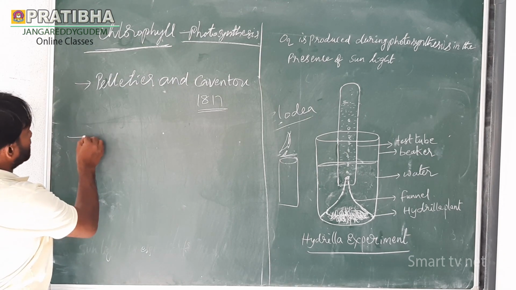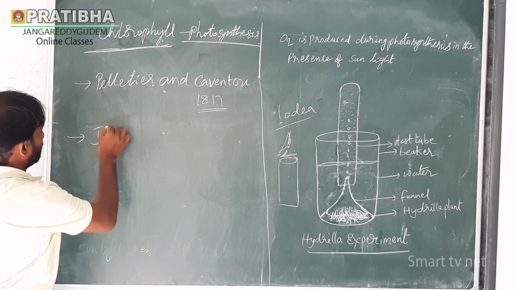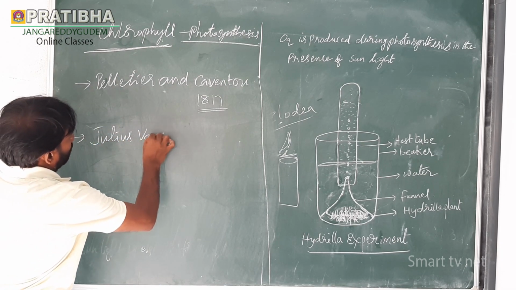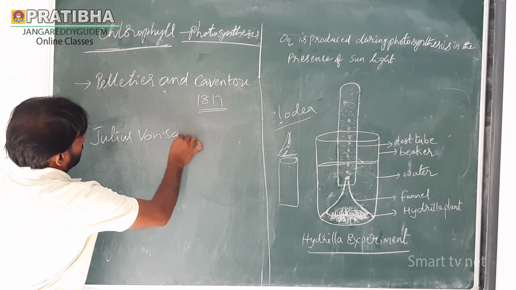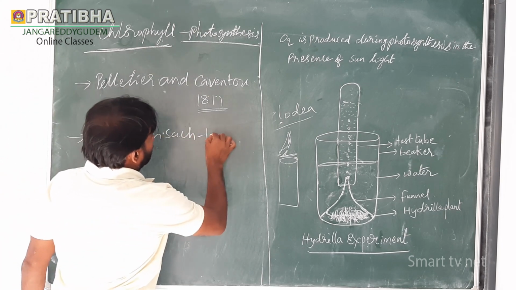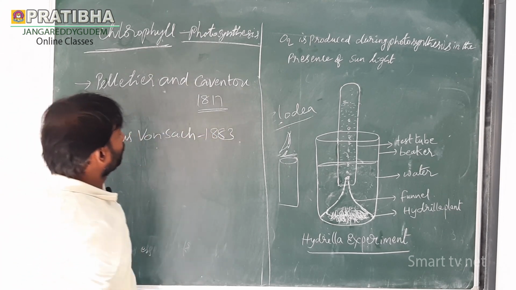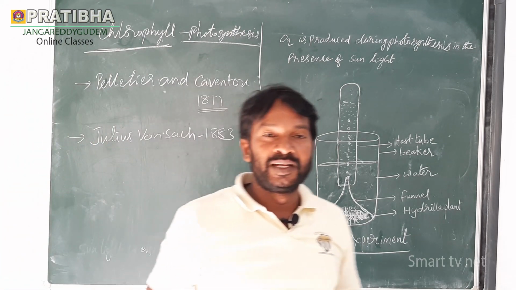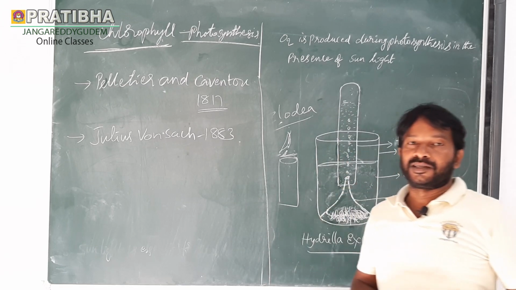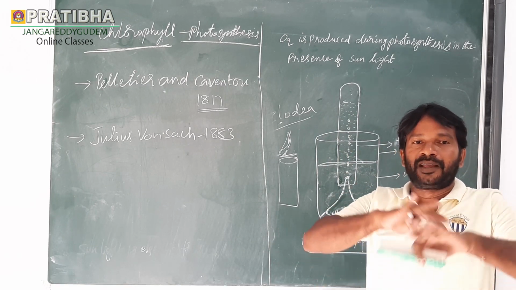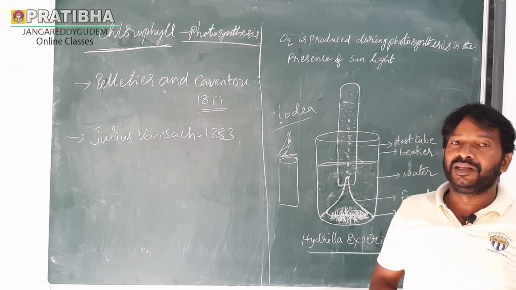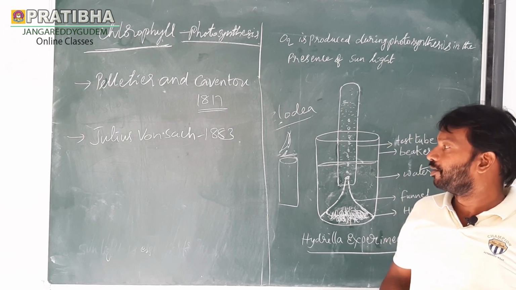Next, another scientist, Julius von Sachs, in 1883. He observed that the green substances present in the plant cells are not present in the entire plant cell. They are present only in particular areas, like he said.